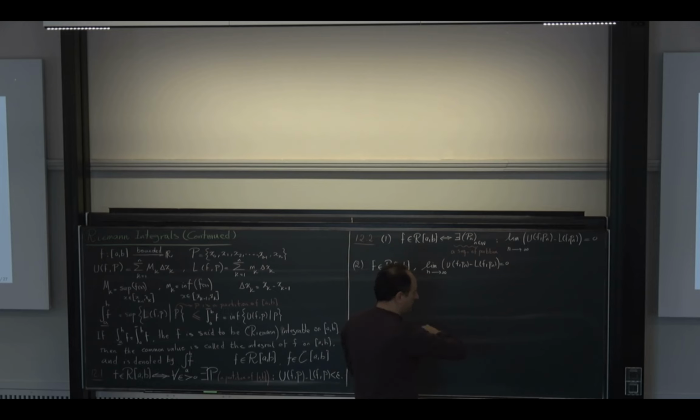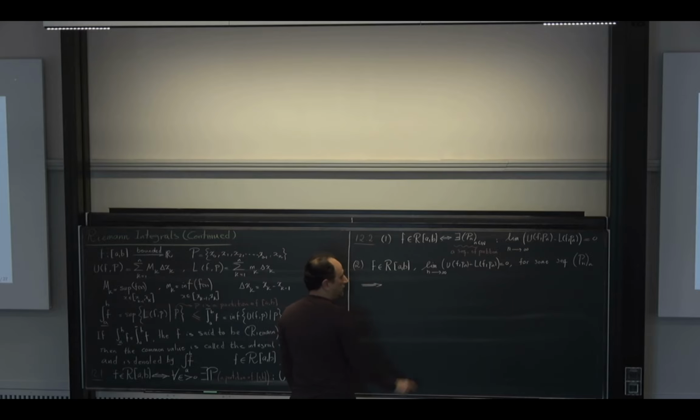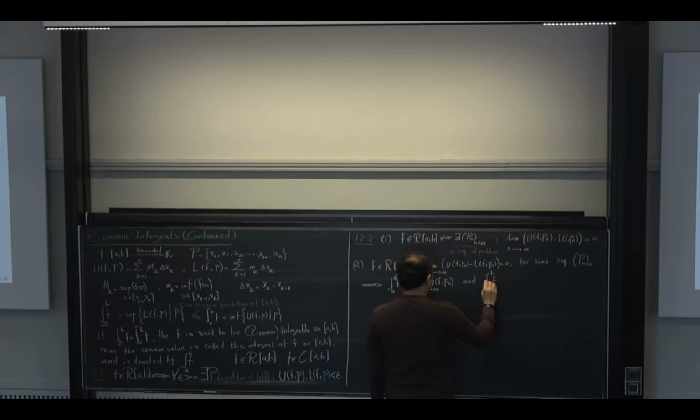then from these two you can conclude that, first of all, it is integrable, because for some sequence you have this, it is integrable. And the question is, what is the value of the integral? Then you can conclude that the integral from a to b of f is equal to the limit of U(f, Pn) as n goes to infinity, and the integral from a to b of f is equal to the limit of L(f, Pn) as n goes to infinity.